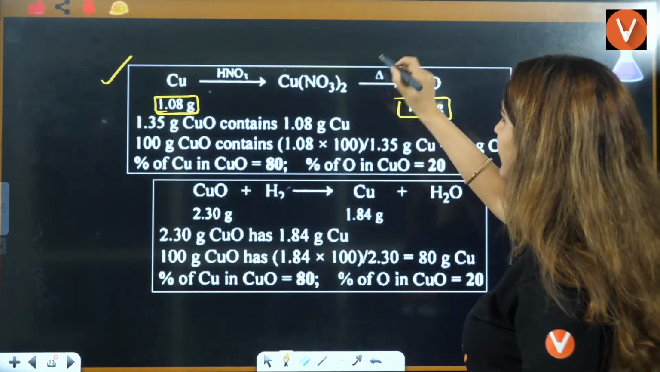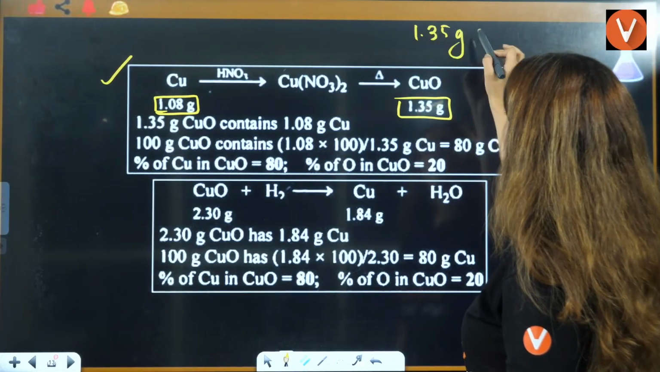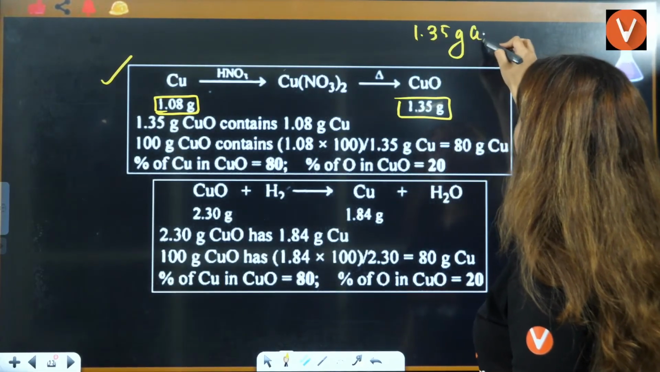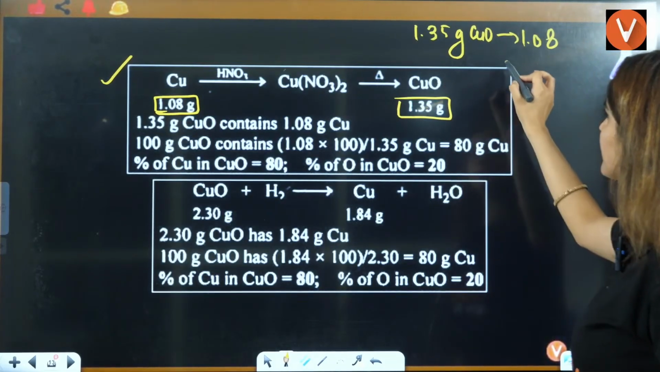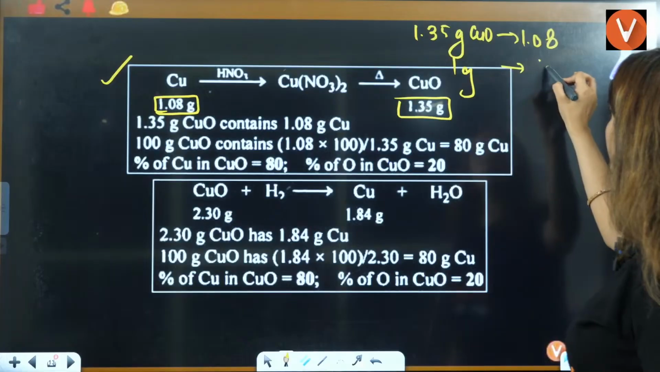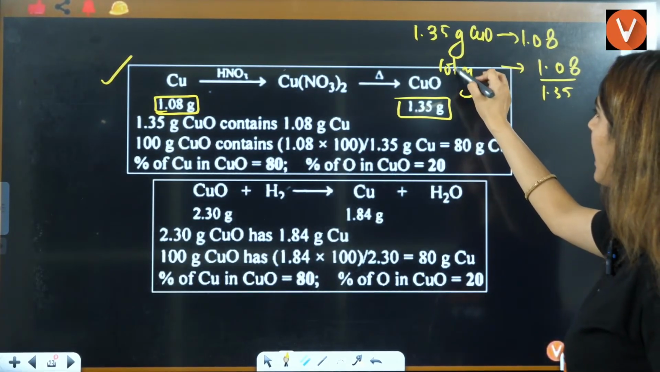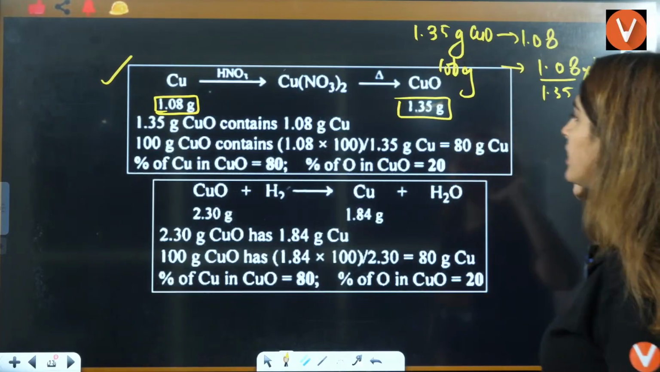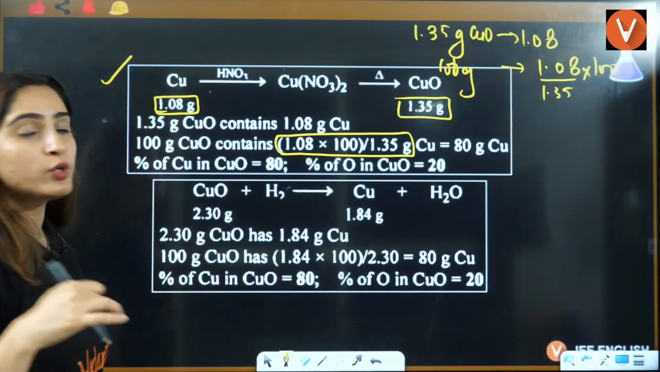If I write that, you have how much copper oxide? 1.35 gram of copper oxide is going to give you how much gram of copper? 1.08, right? Then 1 gram is going to be 1.08 divided by 1.35. Then 100 gram is going to give you multiplied by 100. Isn't it the same thing, right? Okay. So apply the unitary method, right?